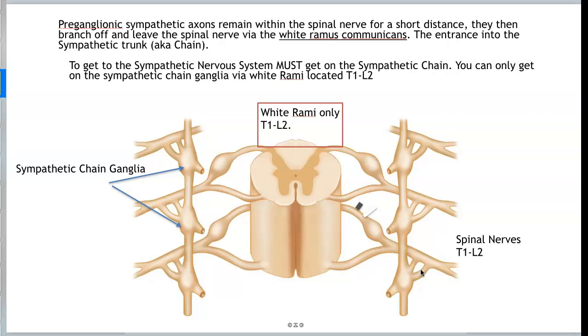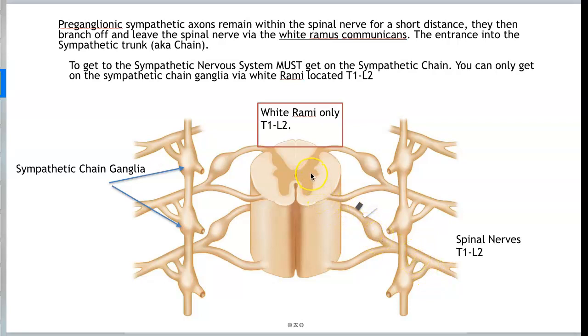How many spinal nerves do you have? You've got 8 cervical, 12 thoracic, 5 lumbar, and 1 coccygeal. You've got 31 pairs of spinal nerves.